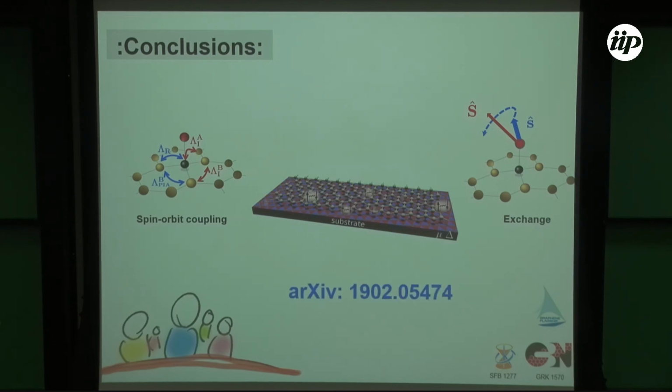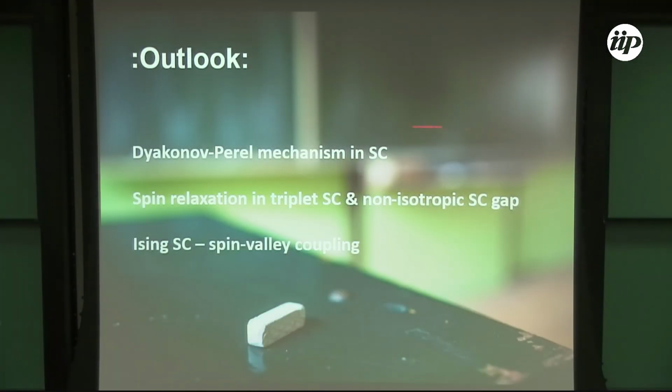I am still waiting for some numerical data, which I want to put along with the theory, and resubmit it. As an outlook, we want to look more carefully at the Dyakonov-Perel spin relaxation mechanism in graphene. Then also the spin relaxation if we have a triplet superconductor, or if the superconducting gap is non-isotropic, because here the superconducting gap was isotropic. And this is also a nice thing. Or there are these Ising superconductors, with a very nice spin-valley coupling and superconductivity. So this is also one area I want to explore.